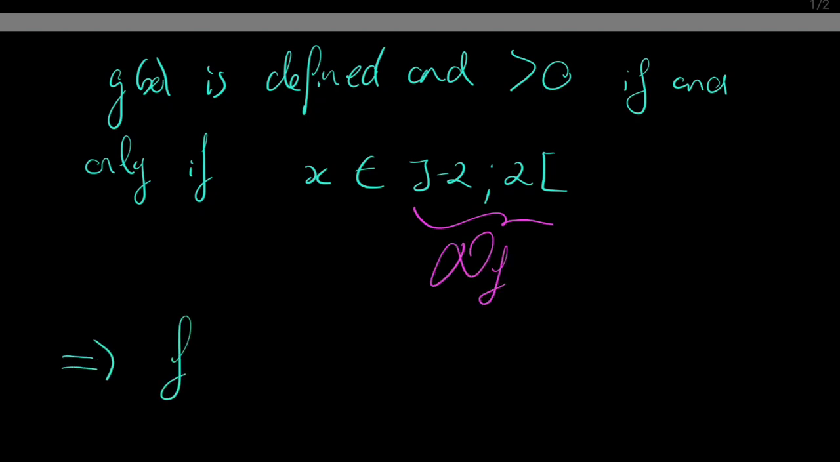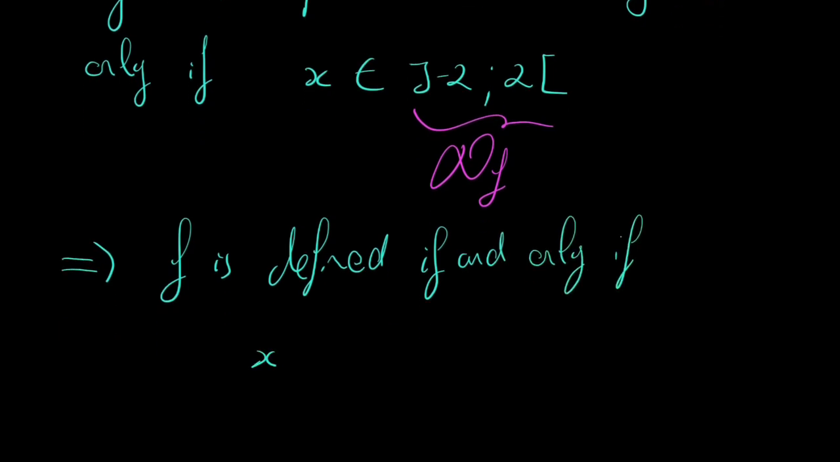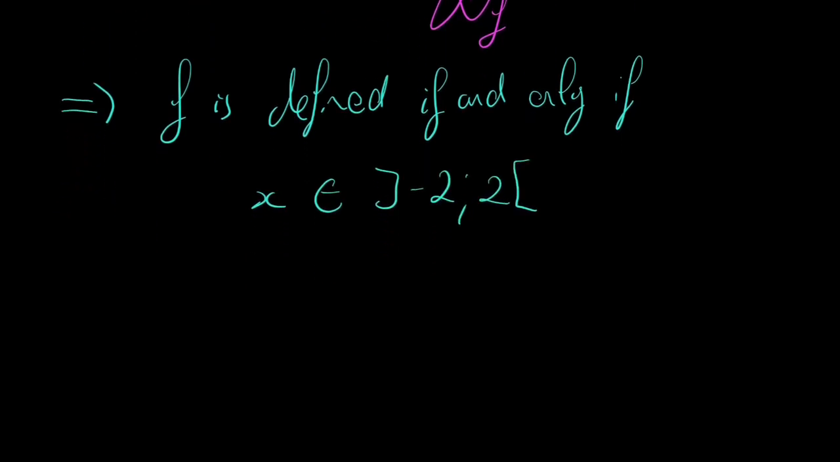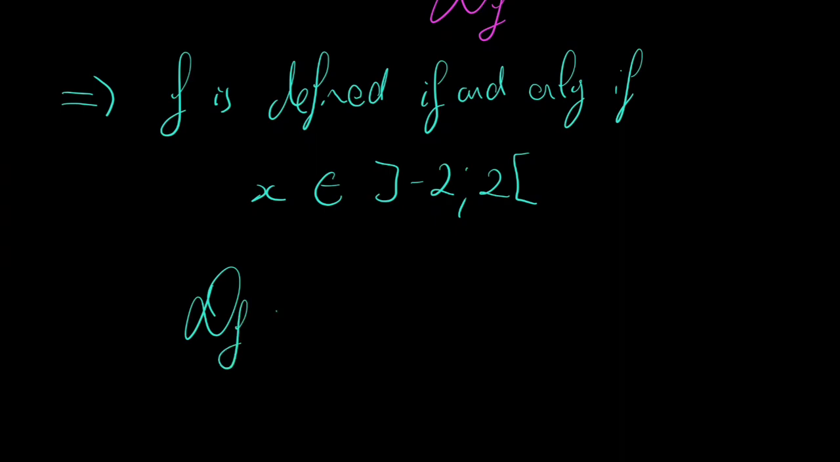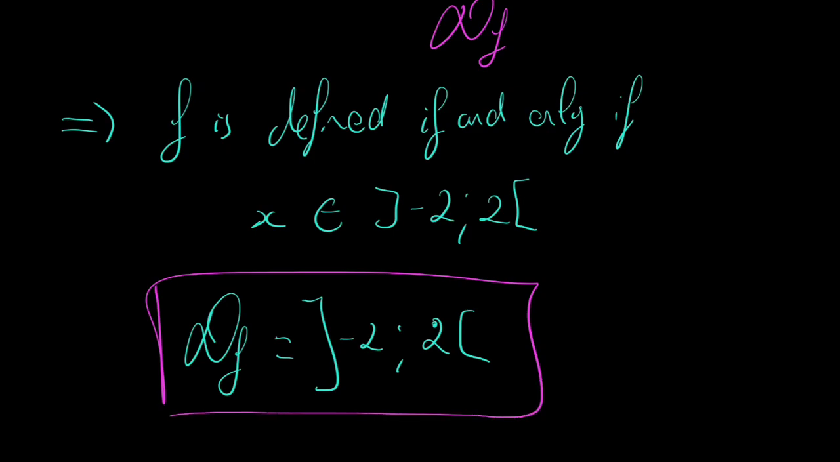This implies that f is defined if and only if x in minus 2, 2. And so the domain of definition, Df, of the function f, is equal to minus 2, 2, without the border values. And we have solved our first question. Now, second question, we want to find the solution.